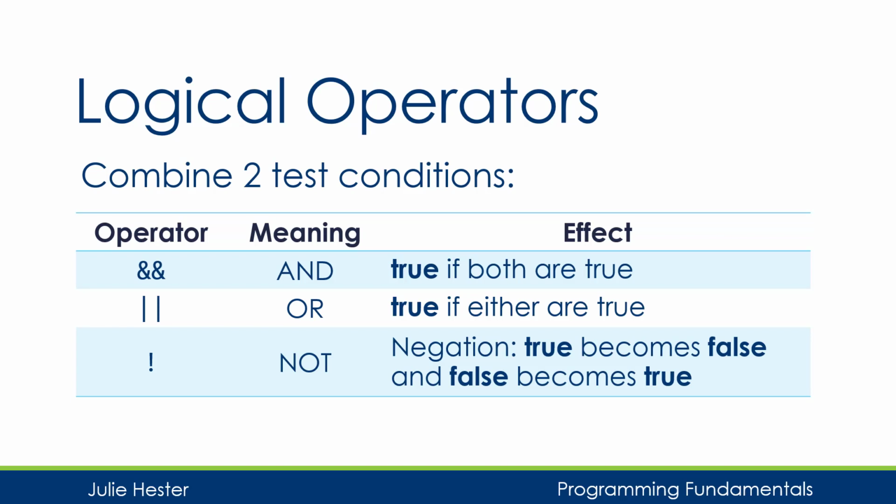We use the double pipe symbol, which is a symbol above your enter key, to mean or. So when we combine two conditions with the or operator, the overall test condition will be true if either is true. And then finally, we have an exclamation mark that means not. And so what it's going to do is take the reverse of whatever we have, or negate it. So if we had something that was true, now it would be false, and if it were false, it would become true.